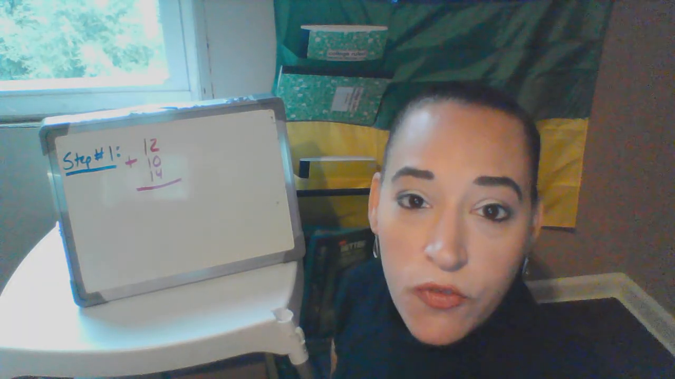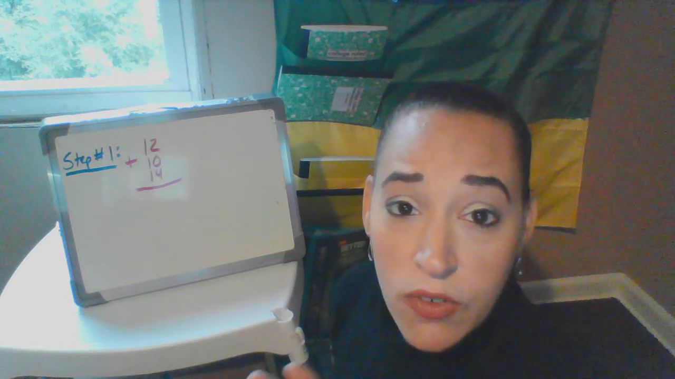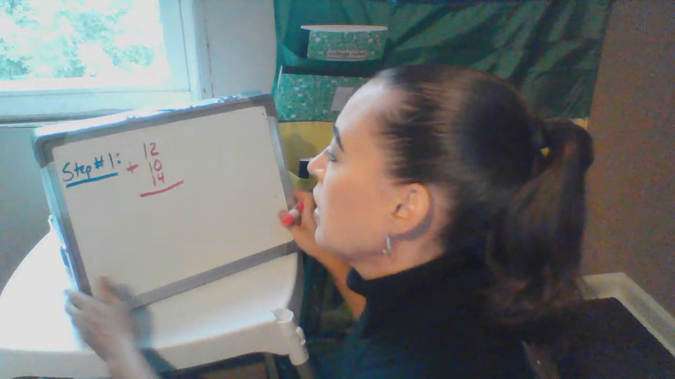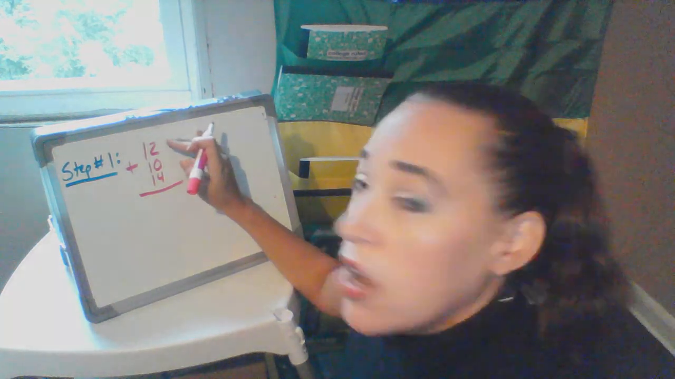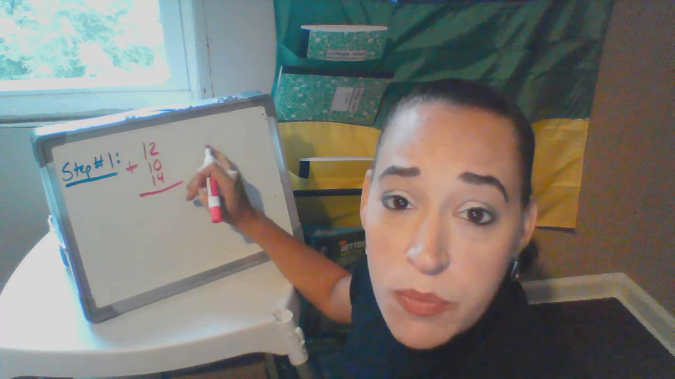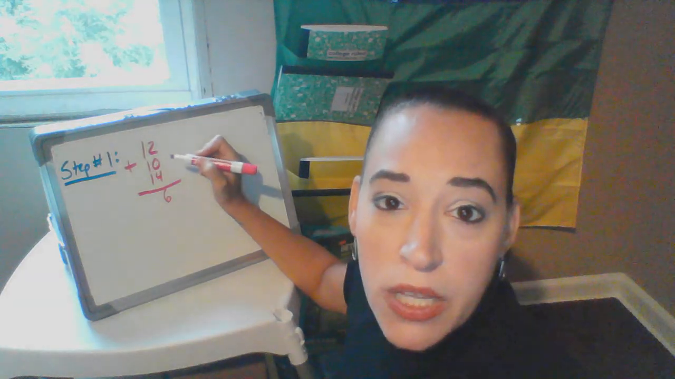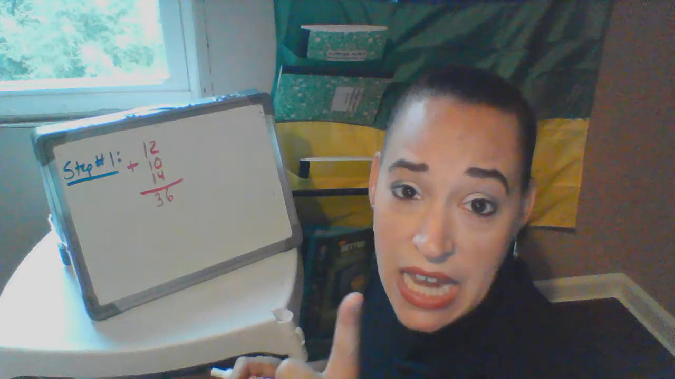Okay, so for step number 1, the first step is you simply add up all of your numbers. So this, I gave you 3 different numbers, 12, 10, and 14. So we're going to add up our ones column. 2 plus 4 gives me 6. And then 1 plus 1 plus 1 gives me 3. So that's step 1.